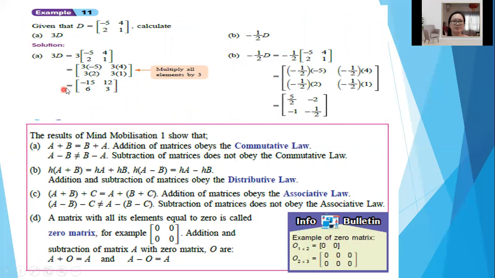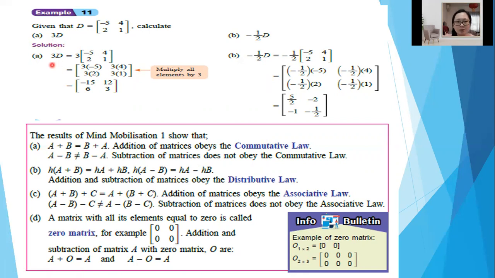Okay, let's look at example D, -5, 4, 2, 1. Calculate 3D. So 3D means D repeated for 3 times.